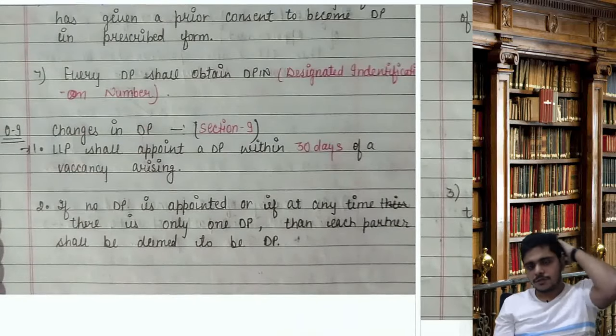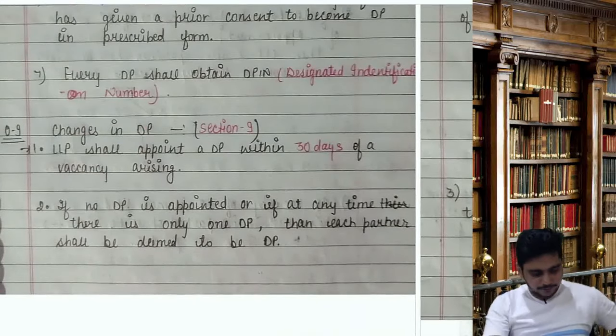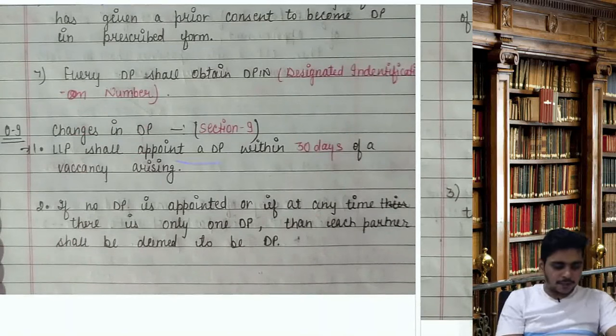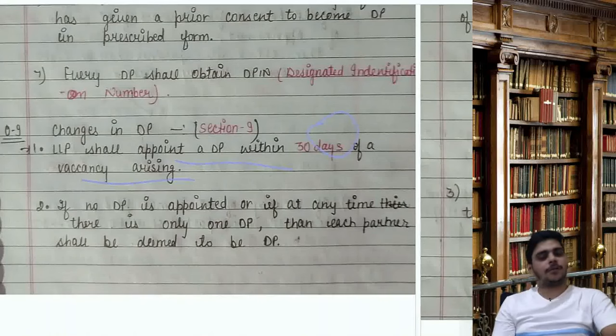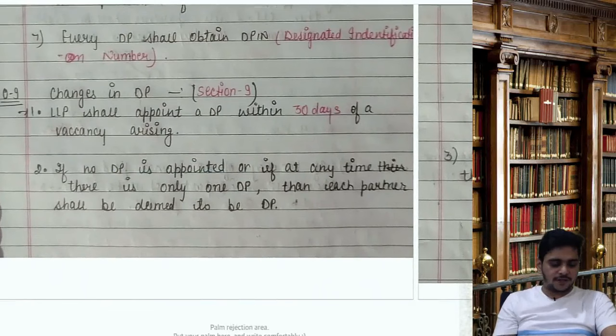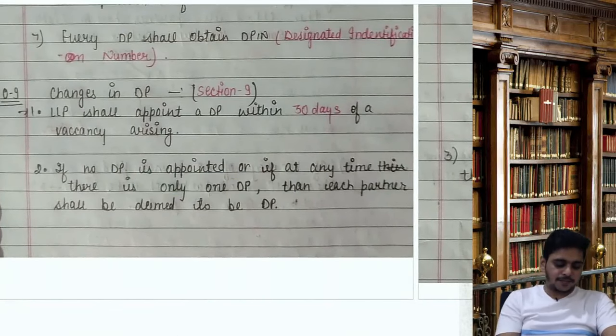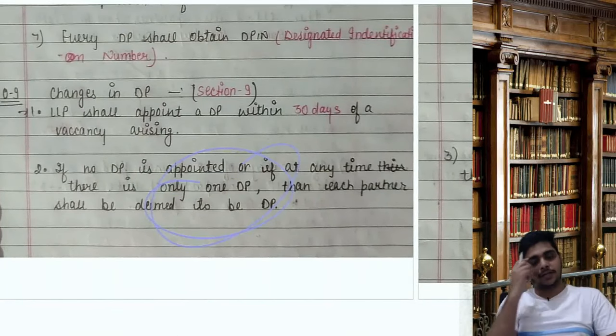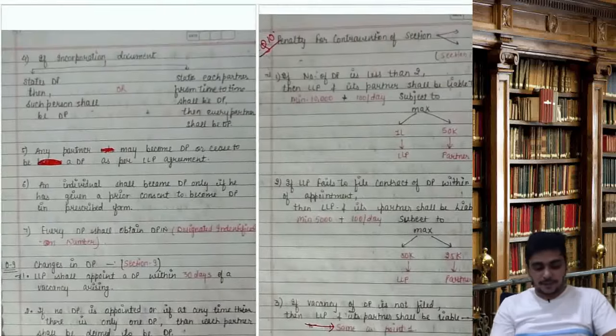Now, sir, changes in DP. What are the changes in DP? Sir, LLP shall appoint a DP within 30 days of vacancy arising. If no DP is appointed, or if at any time there is only one DP, then each partner shall be deemed to be a designated partner.